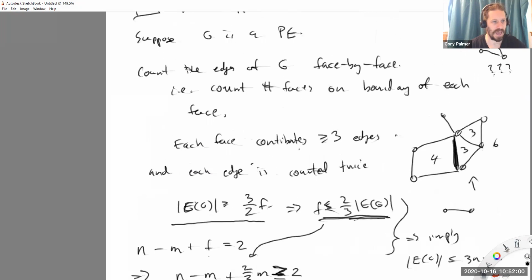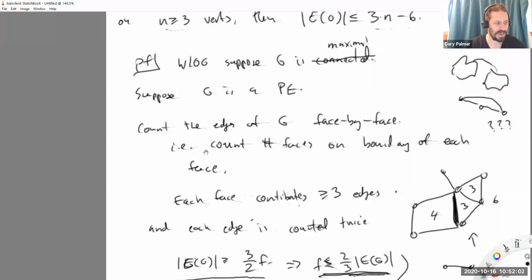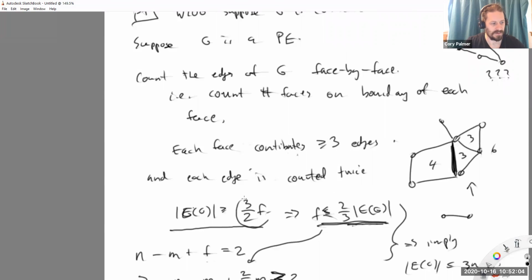I'll just add one parting word here. This count relied on the fact that each face had at least 3 edges on it. If I told you your graph doesn't have any triangles and it's planar, this can be improved, because every face has at least 4 edges on it and you get a better bound. That turns out to be pretty easy, but it's a homework exercise. If you have a planar graph with no short cycles, all cycles of length 100 or longer, then you get increasingly better bounds on the maximum number of edges.